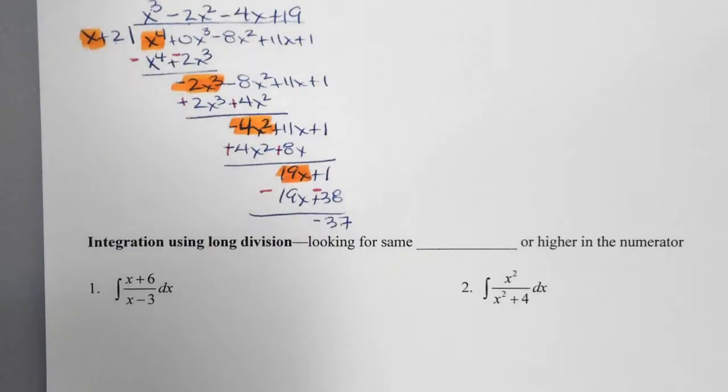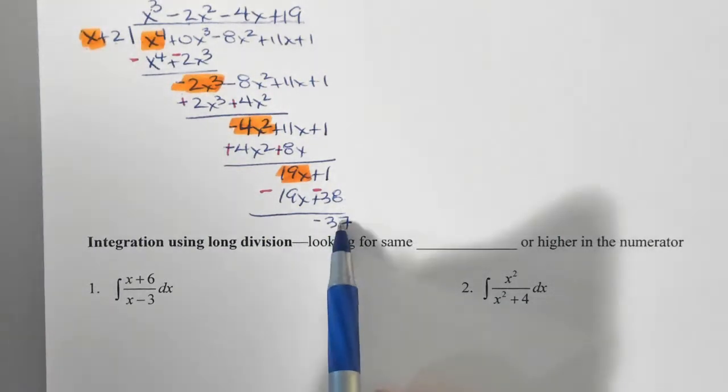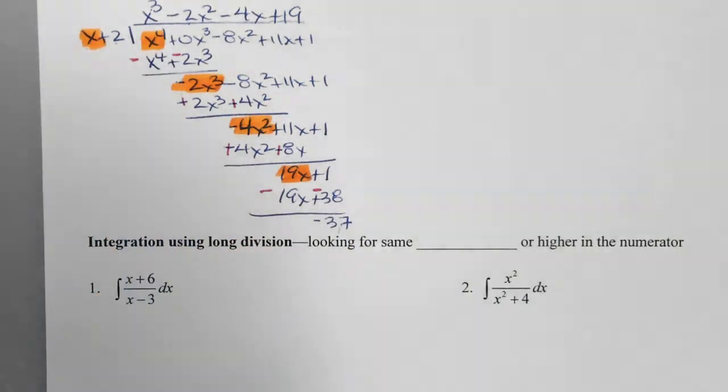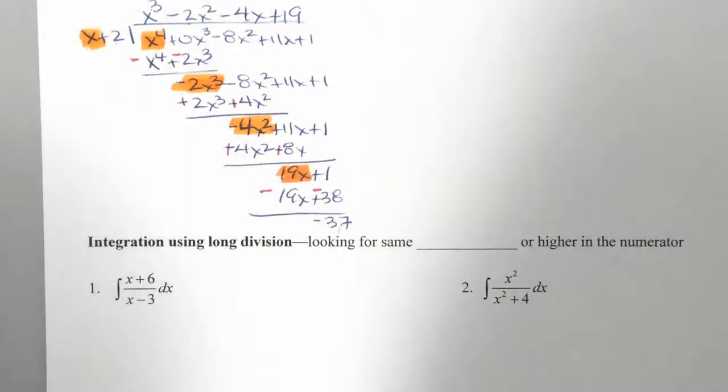Okay, so you ask yourself, one of the questions that I always get is, how do I know I'm done? You take this term and you try to divide it by x. If it gives you a fraction, then you can't do it anymore. Okay, meaning you're going to get negative 37 over x, because you can't divide.